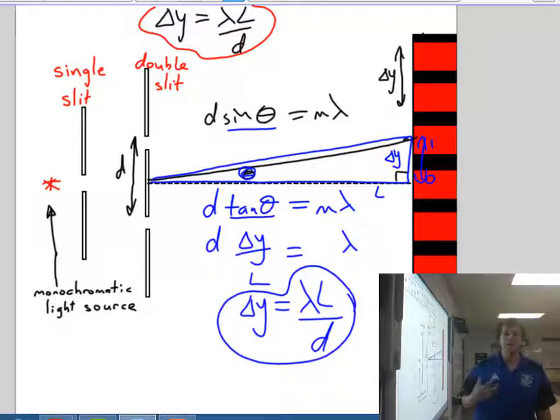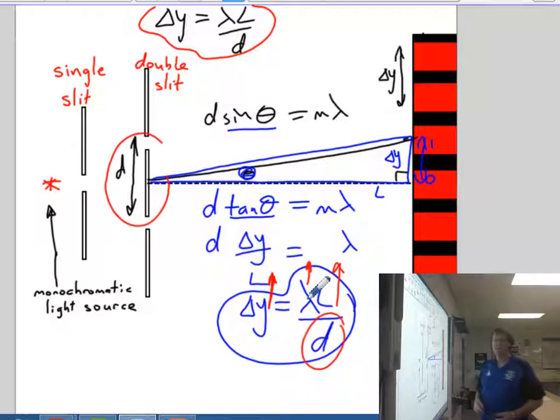That's a lot easier to work with because you can see that if you move the screen further back, you're going to get an increase in the fringe separation. They're going to spread out because they move further back. If you use a bigger wavelength, you're going to get a bigger fringe separation. If you make the slits closer together, again you're going to get a bigger fringe separation, because as D goes down, this one's going to go up because they're inversely proportional. So it's a very useful formula to use.